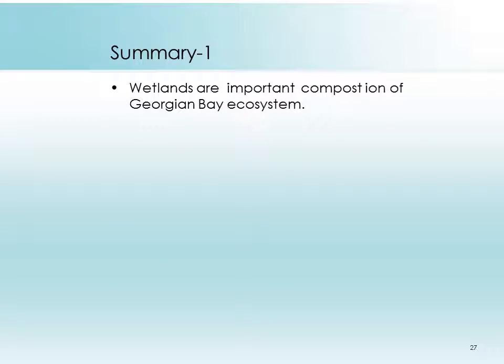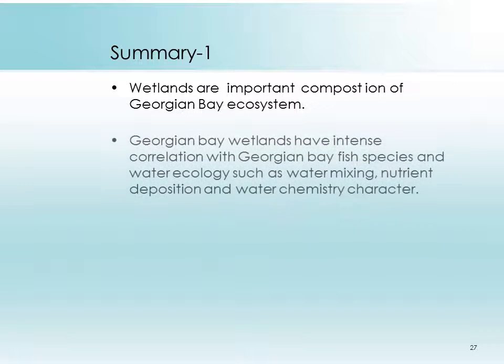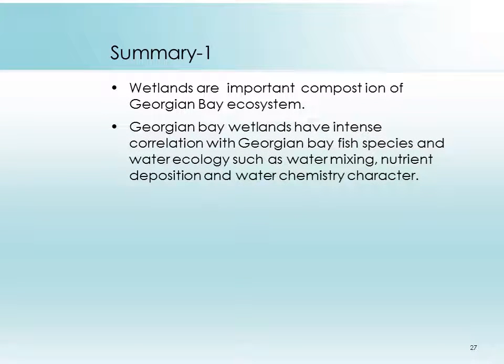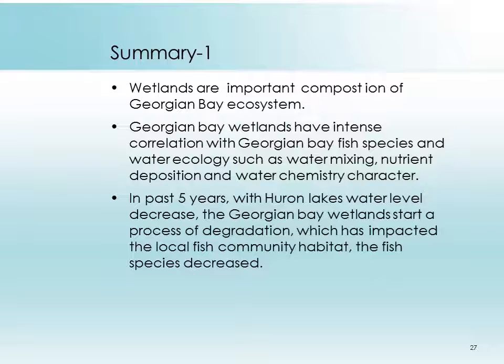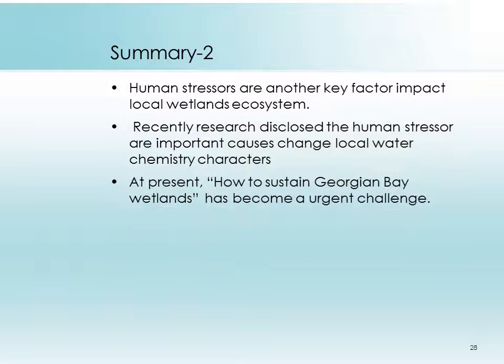Now let's look at the summary. Wetlands are an important component of the Georgian Bay ecosystem. Georgian Bay wetlands have an intense correlation with Georgian Bay fish species and water ecology, such as water mixing, nutrient deposition, and water chemistry character. In the past 10 years, with lake water level decreases, the Georgian Bay wetland started a process of degradation which has impacted the local fish community habitat and the fish species decrease.